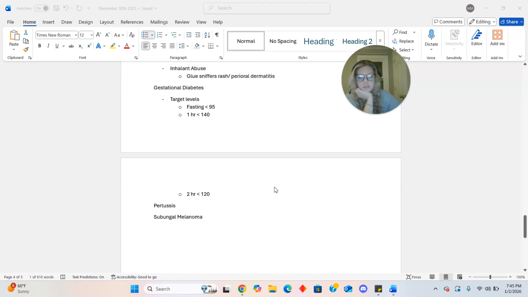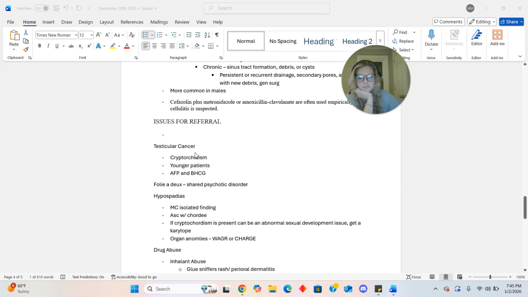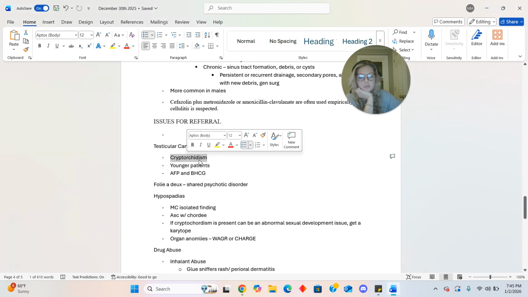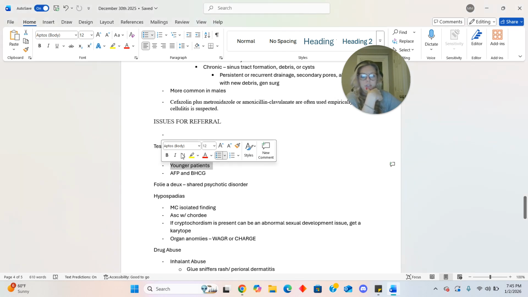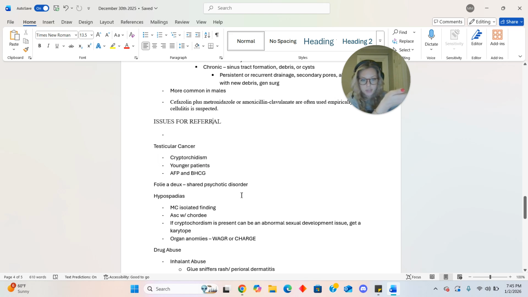Some random little pearls of stuff I got. Testicular cancer, risk of cryptorchidism. That's going to be your biggest risk factor. These are in younger patients that are typically healthy. It's that immobile, firm lump in their testes. And then our tumor markers are AFP and beta hCG, and they're going to get an orchiectomy to remove their affected testis.